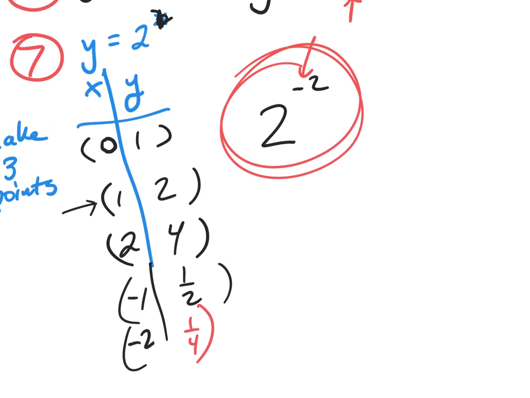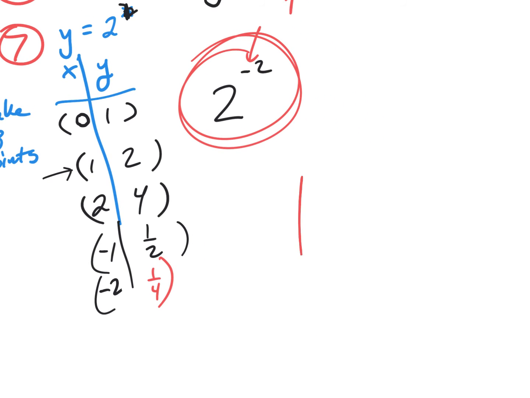Now if I graphed all of these, you know what would happen? It would make an exponential. 0, comma 1, 1, comma 2, 2, comma 4, -1, comma a half, at negative 2, comma a fourth. And you connect all of those dots, you get the exponential graph. That makes sense to you guys?